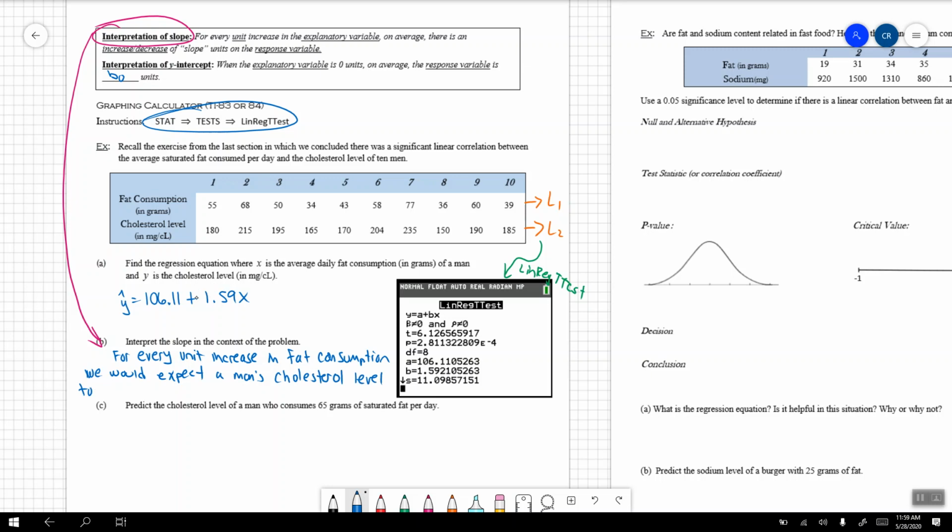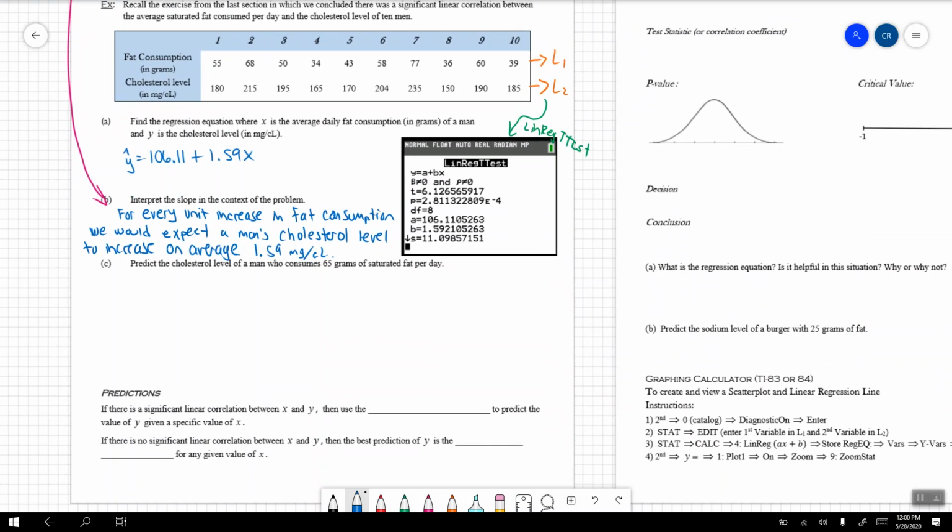Is your slope positive? Yes. Well, then that stands for an increase. We would expect the cholesterol level to increase on average 1.59. Again, on average, our slope, 1.59. Let's put units of measurement here: 1.59, and this is going to be milligrams per centiliter. There we are. That's all there is.